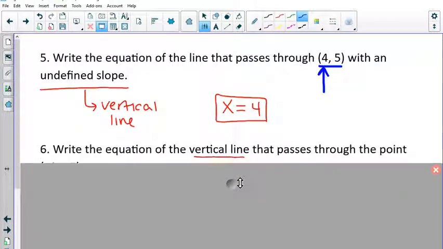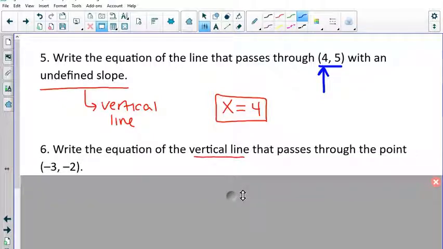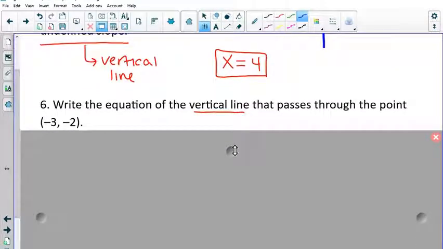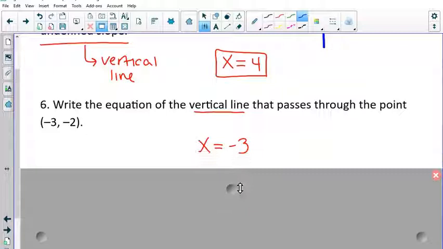Number 6 says write the equation of a vertical line. So same thing that passes through this point. If you have a vertical line that goes through that point, that's going to be x equals negative 3. If it had said write the equation of a horizontal line, then it would be y equals negative 2. So it's just one point or the other.